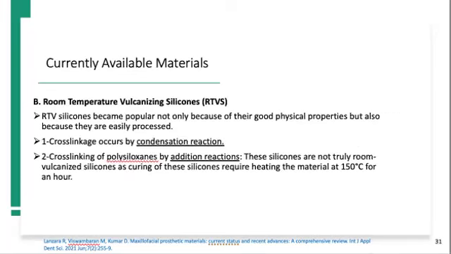As for room temperature vulcanizing silicones, they are very popular and the most commonly used because of their good physical properties, and also they are easily processed. We divide them into two types, where cross linkage occurs either by condensation reaction or by addition reaction. Those that cross-link by addition reaction must be heated, so they are not really considered room temperature. They must be heated to 150 Celsius for an hour.